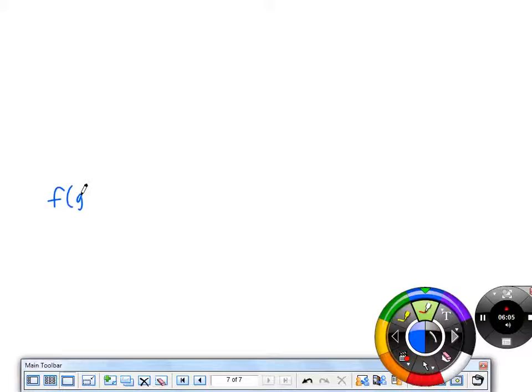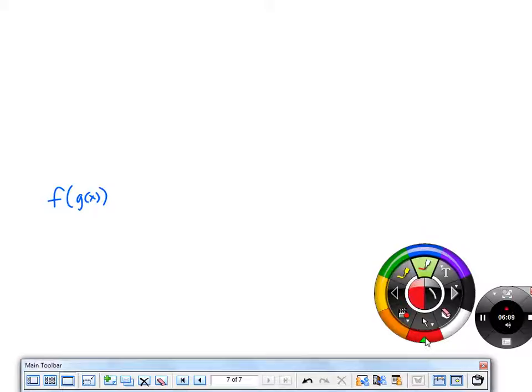So for f of g of x, remember our focus. Start with that innermost quantity. We want to replace this with the actual g of x. And g of x is x squared minus 3x plus 7. Doesn't matter how crazy or messy it is. That is what I'm plugging into f.